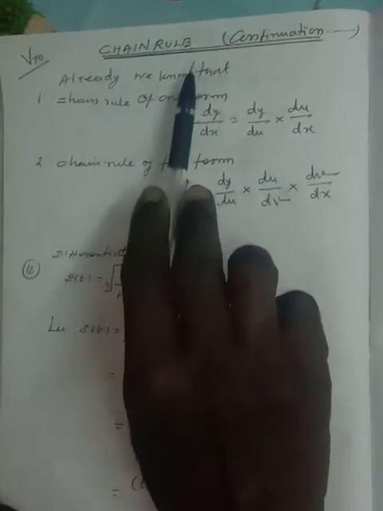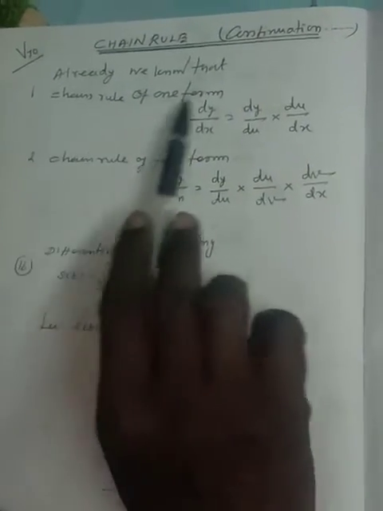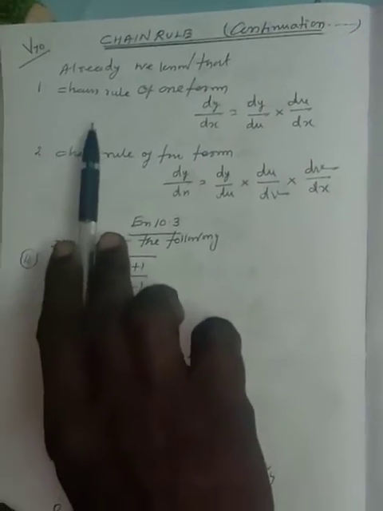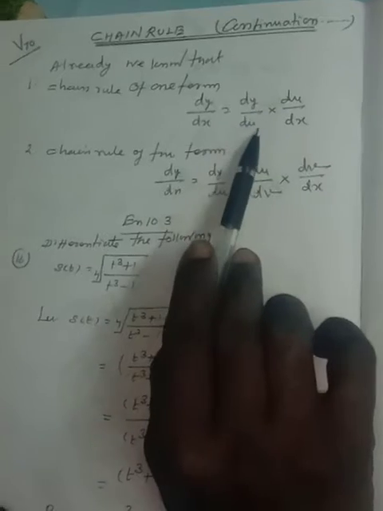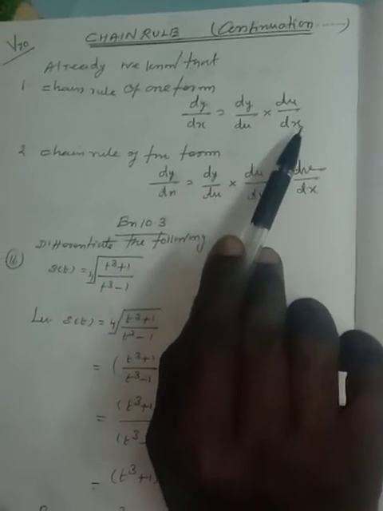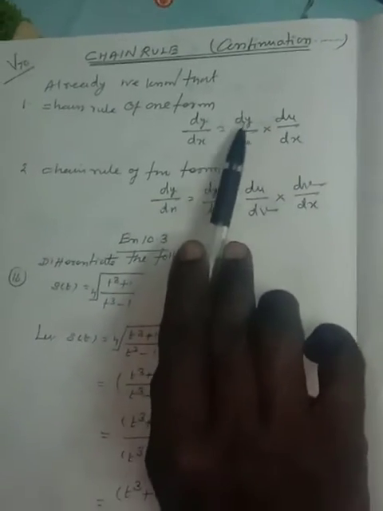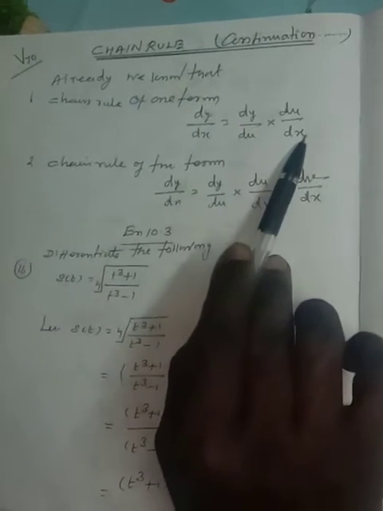The topic is chain rule continuation. Already we know that number one, chain rule of one term, is dy by dx equals dy by du into du divided by dx. Du cancelled, we get the original dy by dx.